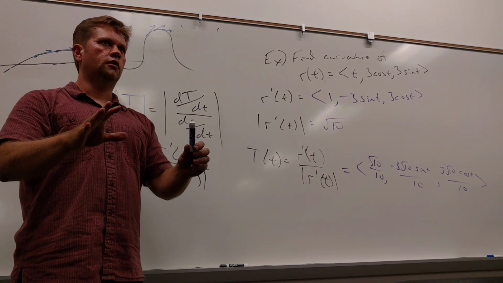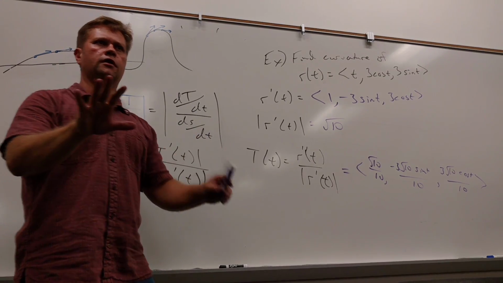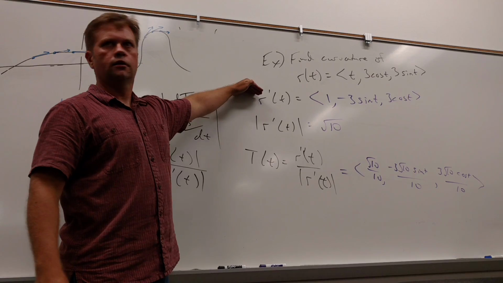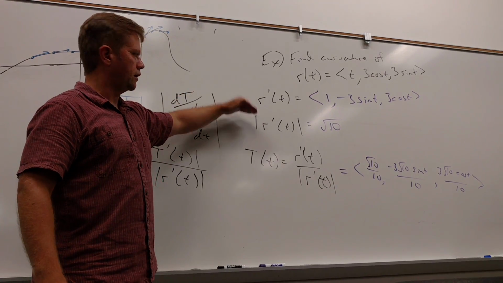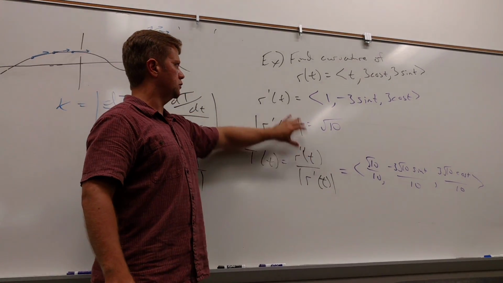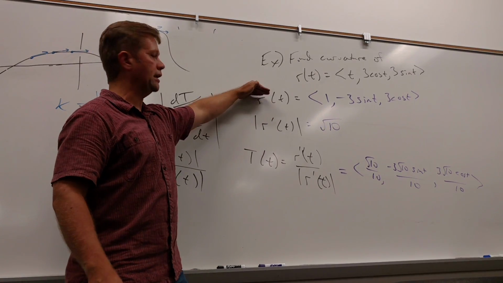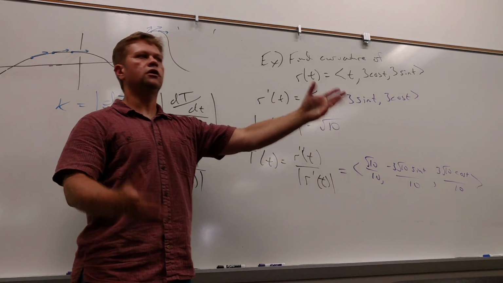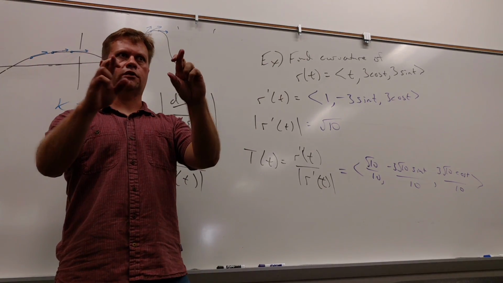All right. Let me stop there for a second. So I took the derivative of the vector function, found its length. The ratio of those two, of course, will be the unit tangent vector. This is a tangent vector. When you divide by the length of it, I can make a unit tangent vector. Makes total sense.